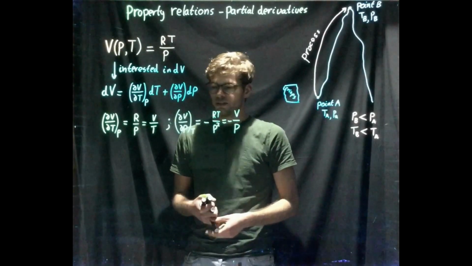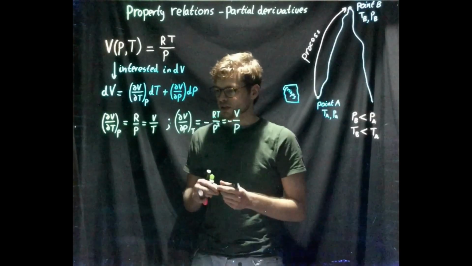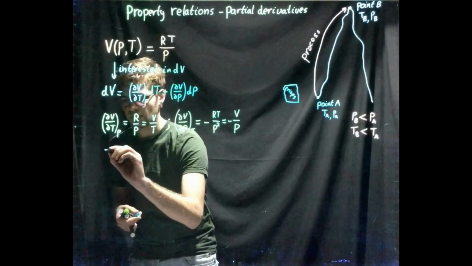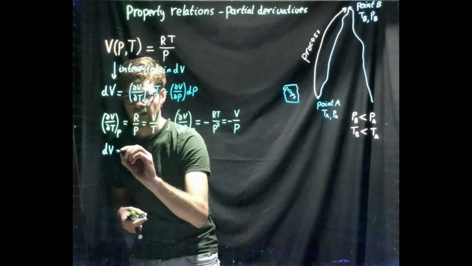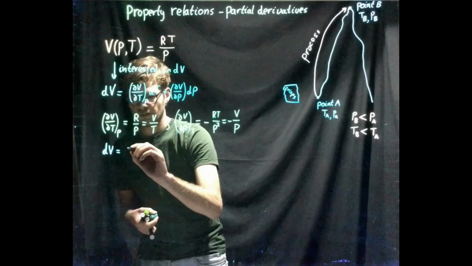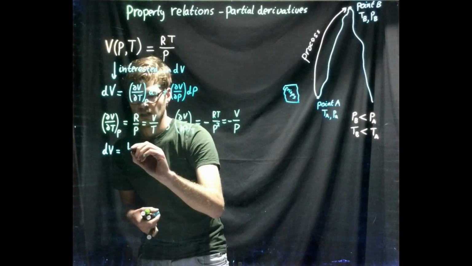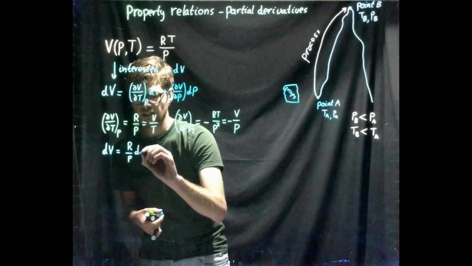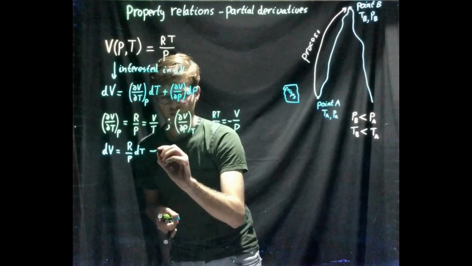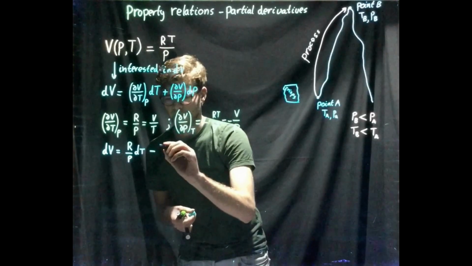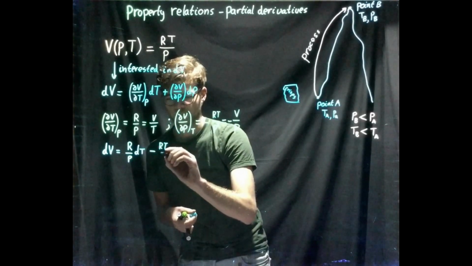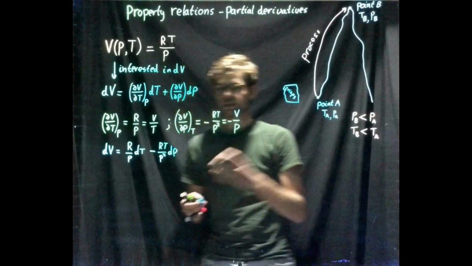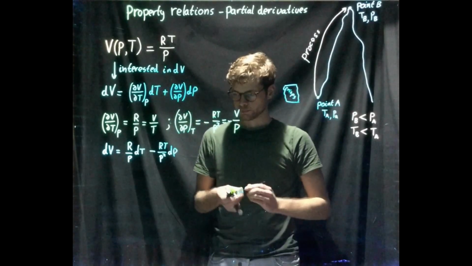Okay, so our total differential will look like this. dV is, let's just say now, R over P dT minus RT over P squared dP. So this is the total derivative of the volume.